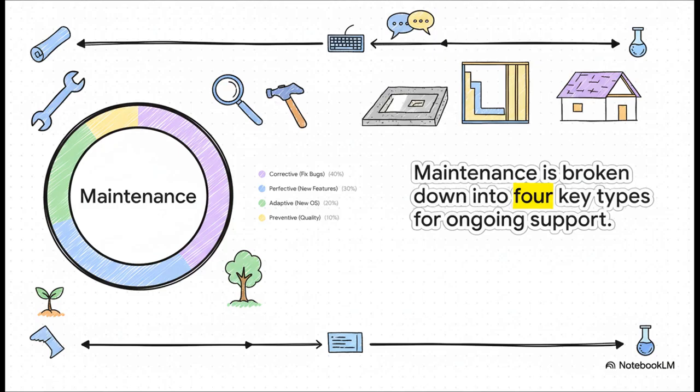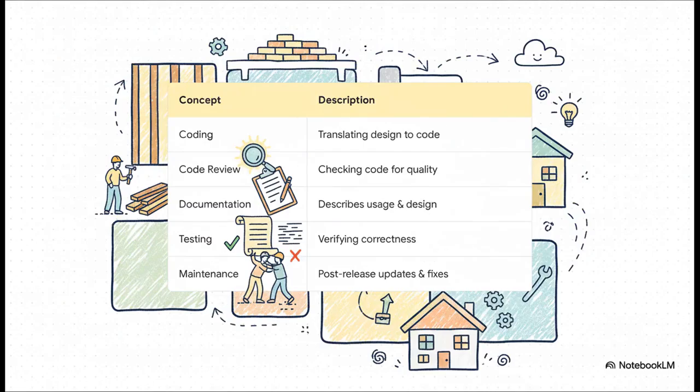So let's just quickly recap that entire journey. It all starts with coding, laying the bricks. Then we create the blueprint with documentation. A code review acts as the inspection, and a whole suite of tests puts the structure through its paces. And finally, maintenance covers that lifetime of repairs and renovations that keeps the whole thing standing strong.